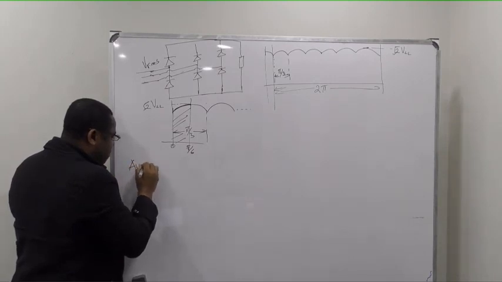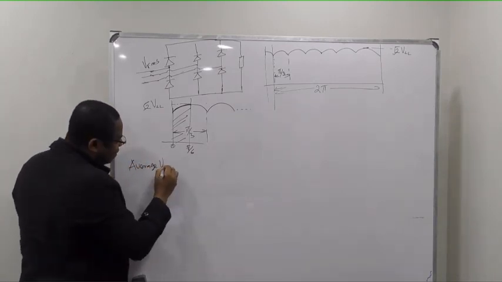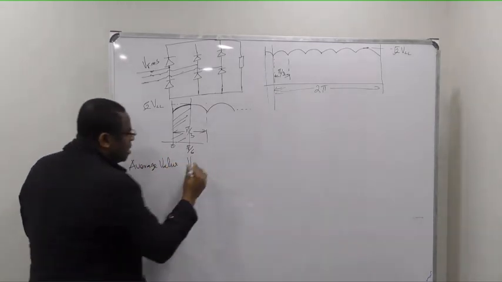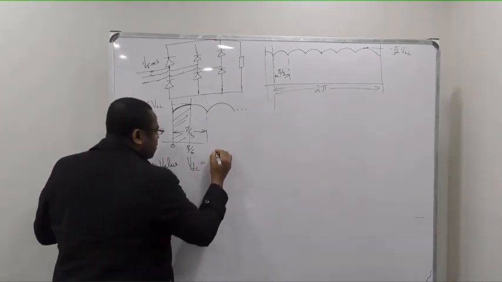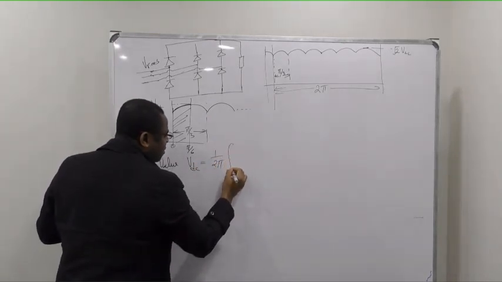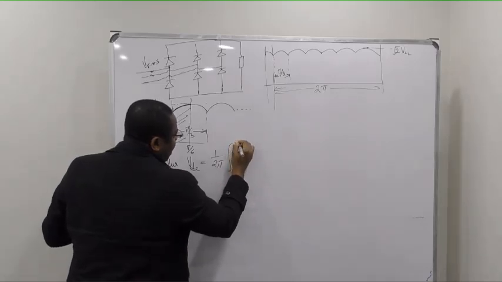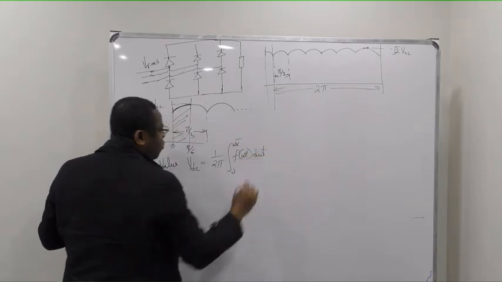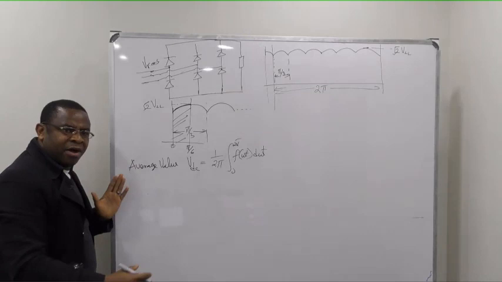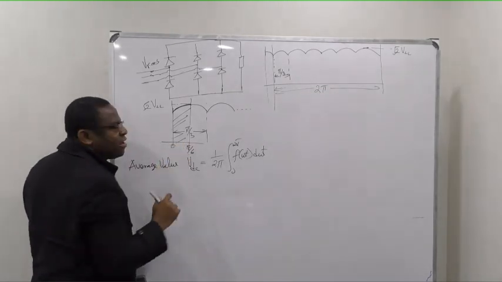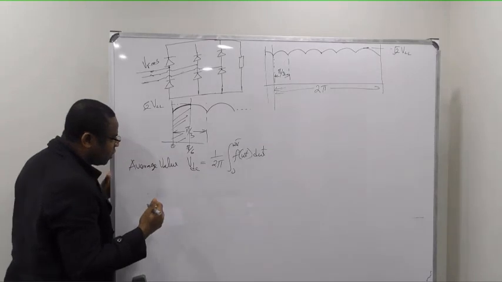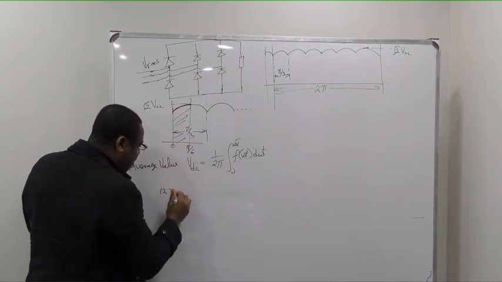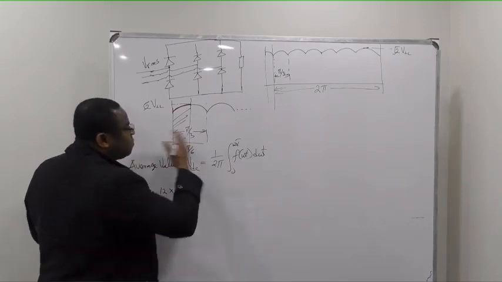The average value, which is your VDC, your DC value, is 1/2 pi, the integral of 0 to 2 pi, the function of omega t with respect to omega t. But I just want from here to here, then I can multiply by 12. So I'm going to write 12 times, dealing with only from here to here, but with respect to the period.